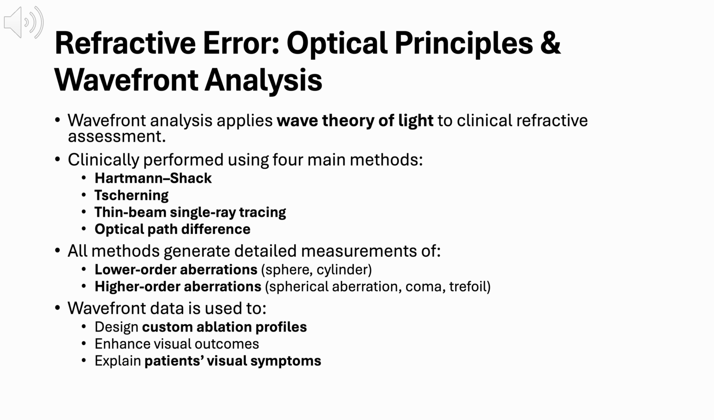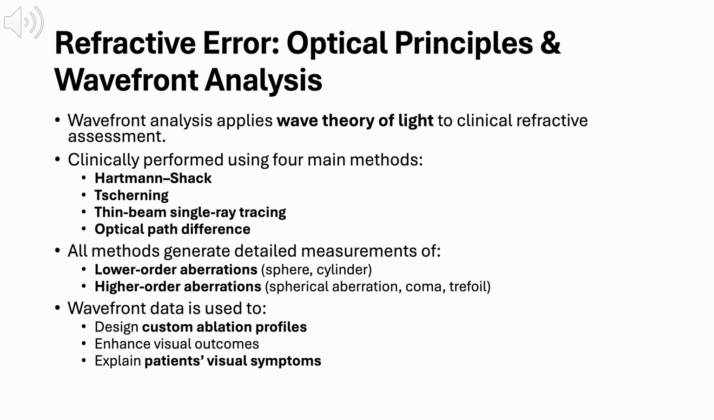Next, we'll move into refractive error through the lens of optical principles and wavefront analysis. Wavefront analysis applies wave theory of light to clinical refractive assessment, allowing us to describe how light is distorted as it passes through the optical system of the eye. Clinically, this can be performed using several different techniques, including Hartmann-Shack sensors, Tscherning methods, thin beam single ray tracing, and optical path difference measurements. Although the technologies differ, they are all aimed at characterizing the same underlying optical behavior.